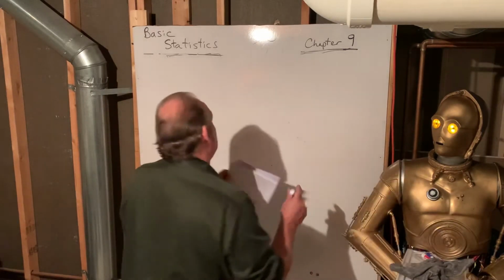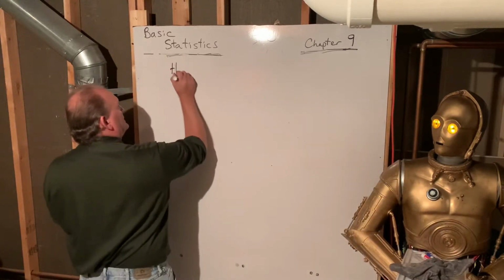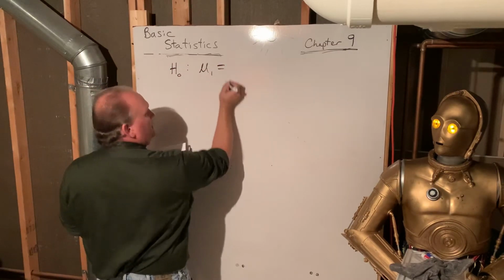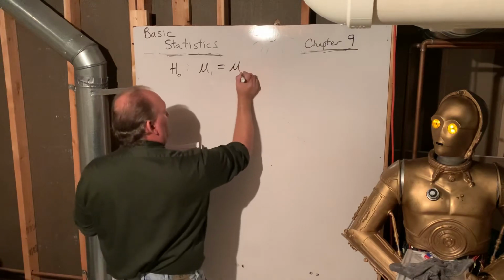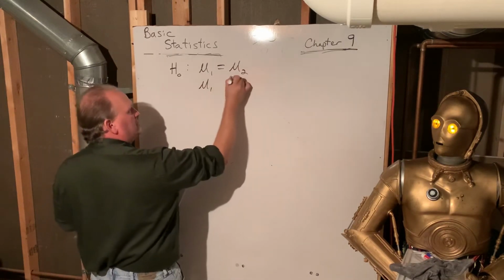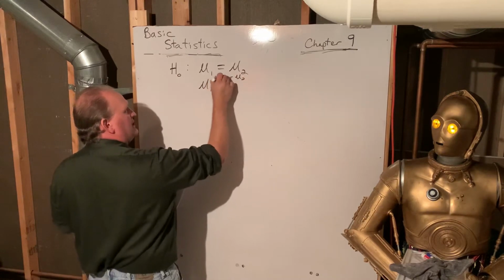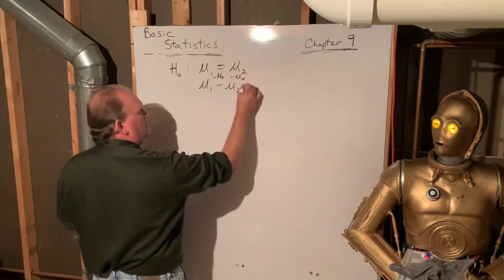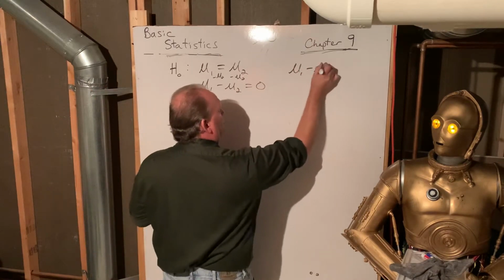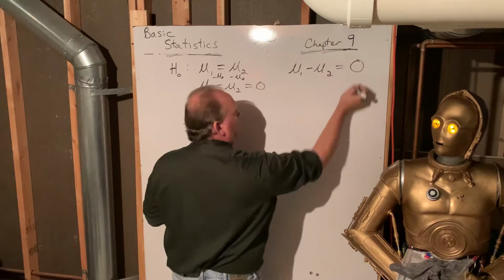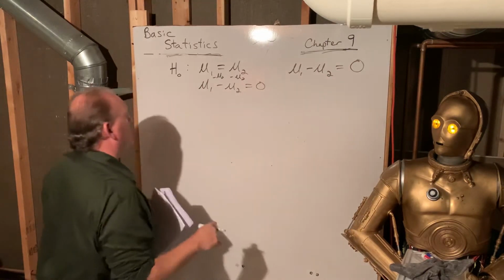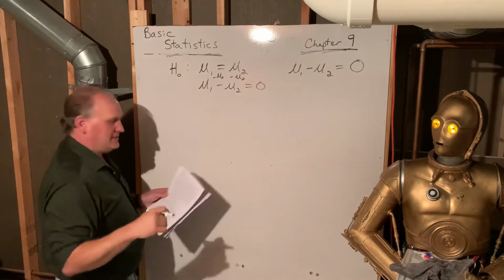So a little interesting sidebar here. Why is the first thing always called the null hypothesis? Well, let's take a look. If I have one mean equal to the other mean, if I move them over, if I subtract mu sub 2 from both sides, I get it equal to 0. So the difference between the two is null, the null hypothesis.